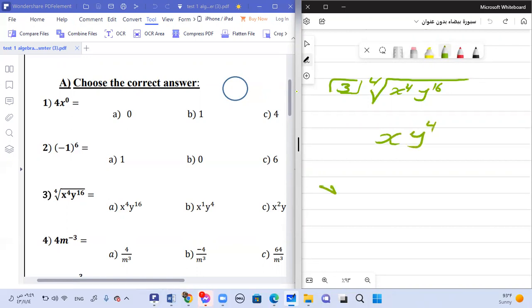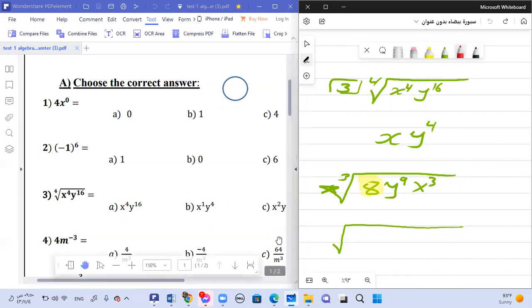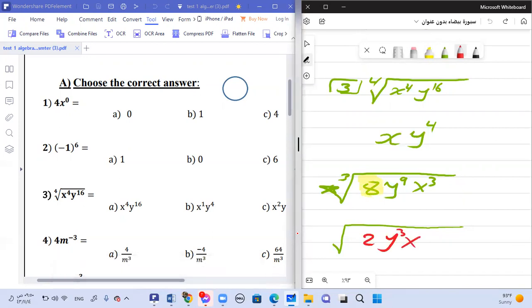If I give you another exercise about this idea, if we have the number 8 here, I have here 3, y power of 9, x power of 3. What is the answer? We should find the cube root of 8. Which number multiplied by itself 3 times gives me 8? 2. So it will be 2, y power of 3, x, without the root, sorry.